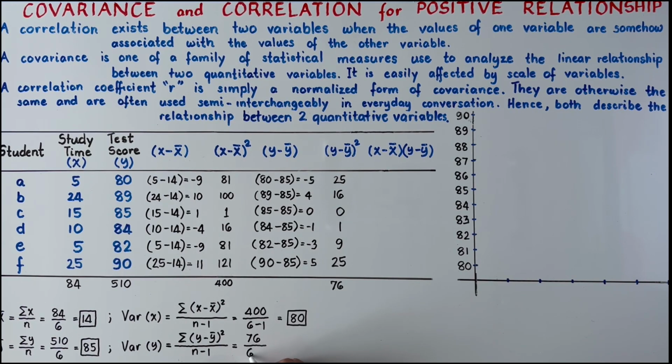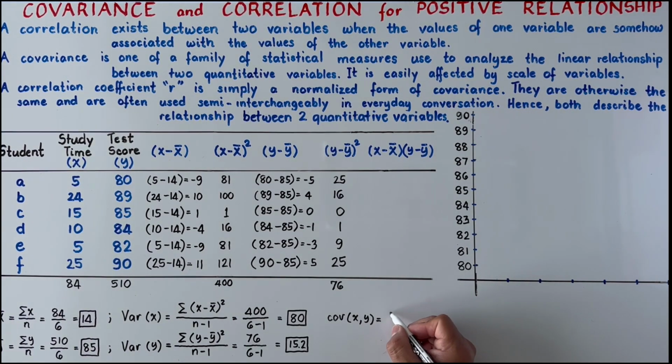And if we divide this one by 6 minus 1, we've got a quotient of 15.2. So this one is the variance of the variable y. Therefore, we can compute for the covariance of the variables x and y.